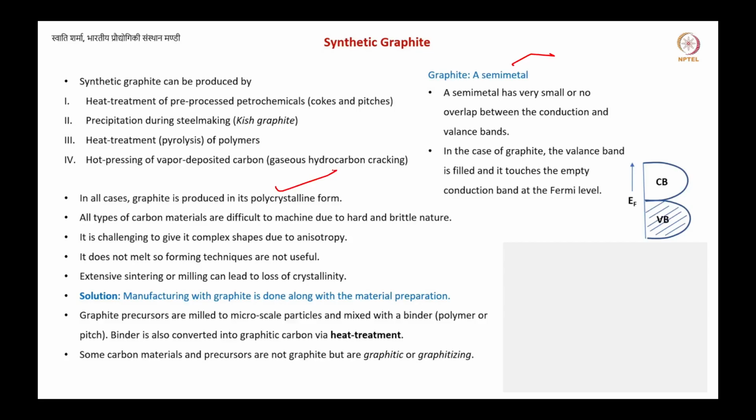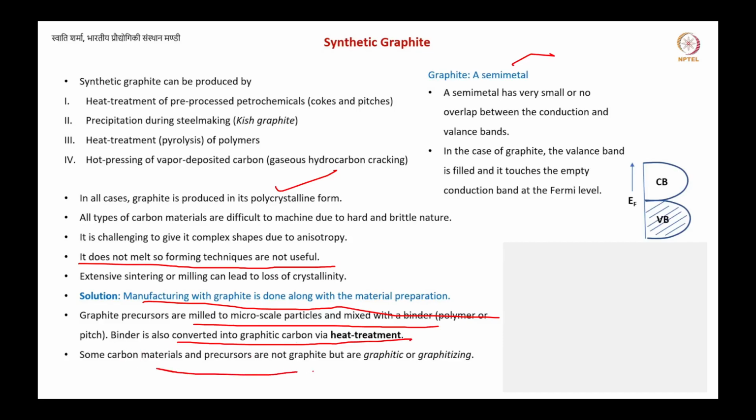All types of carbon materials are difficult to machine due to their hard and brittle nature. It is challenging to give them complex shapes due to anisotropy. It does not melt, so forming techniques are not useful. Extensive sintering or milling can lead to loss of crystallinity. The solution is that manufacturing with graphite is done along with the material preparation. Graphite precursors are milled to microscale particles and mixed with a binder. The binder is also converted into graphitic carbon via heat treatment.